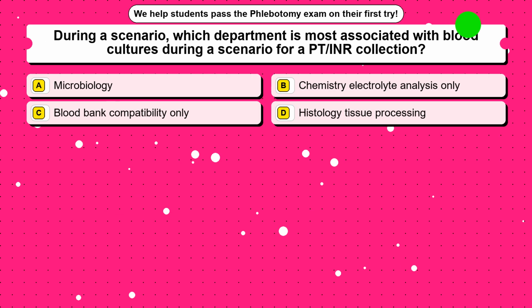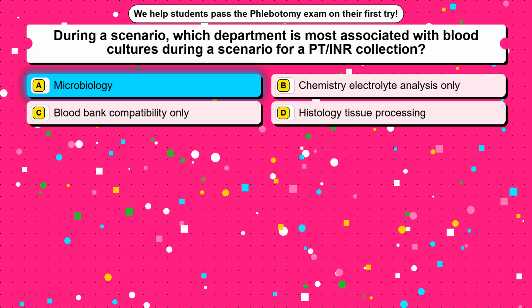Question 67. During a scenario, which department is most associated with blood cultures during a scenario for a patient/INR collection? Option A, microbiology. Option B, chemistry electrolyte analysis only. Option C, blood bank compatibility only. Option D, histology tissue processing. The correct answer is option A, microbiology.